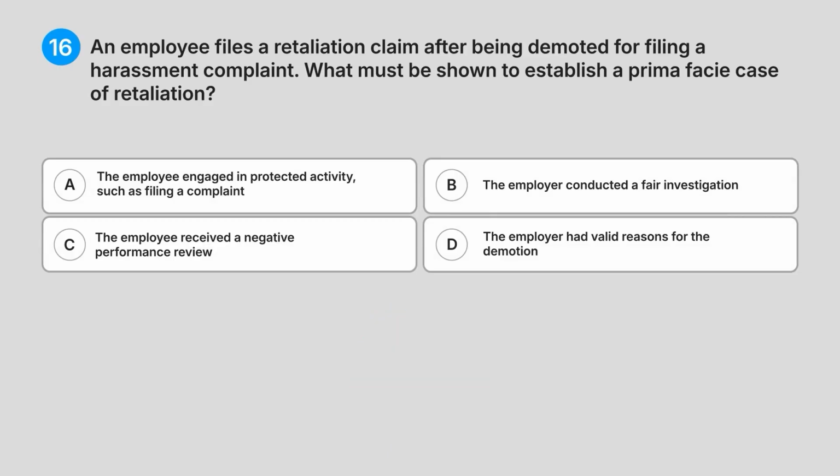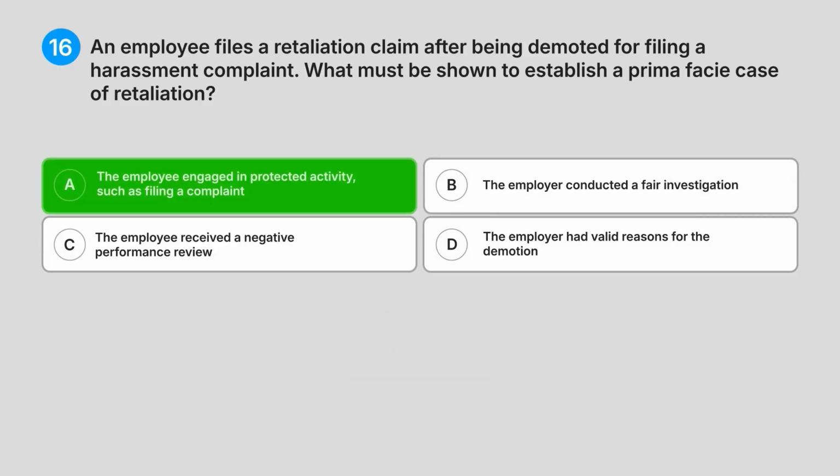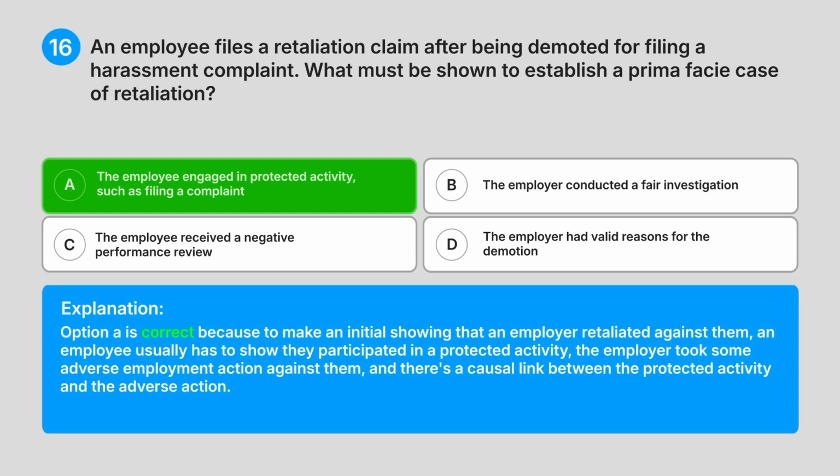Correct answer, A, the employee engaged in protected activity, such as filing a complaint. Explanation: Option A is correct, because to make an initial showing that an employer retaliated against them, an employee usually has to show they participated in a protected activity. The employer took some adverse employment action against them, and there's a causal link between the protected activity and the adverse action.